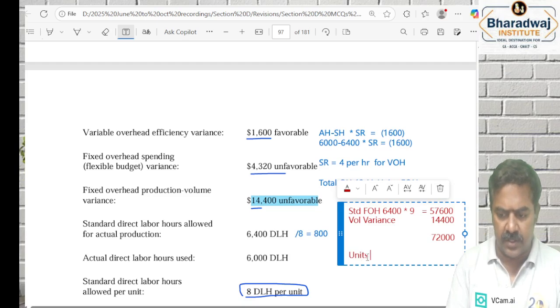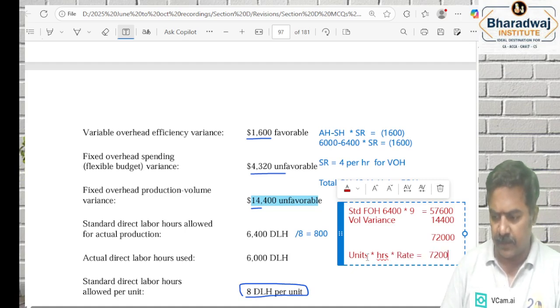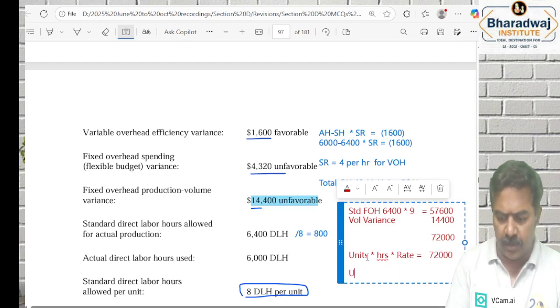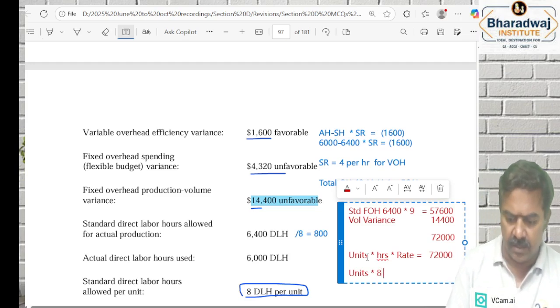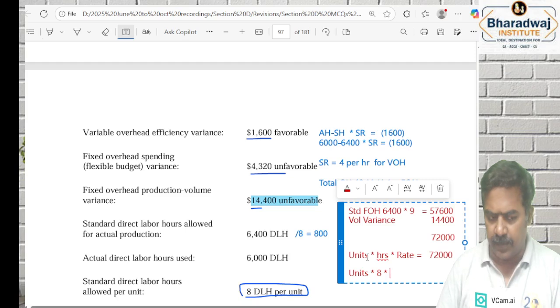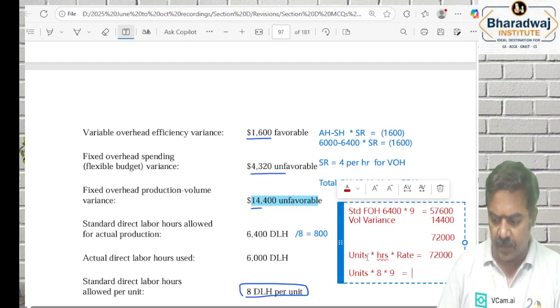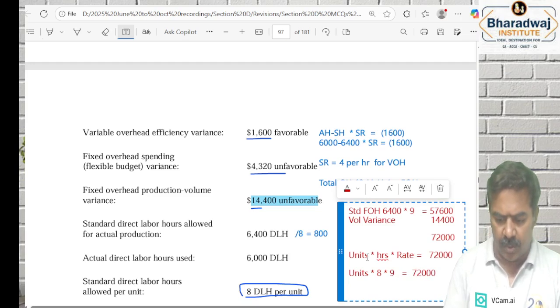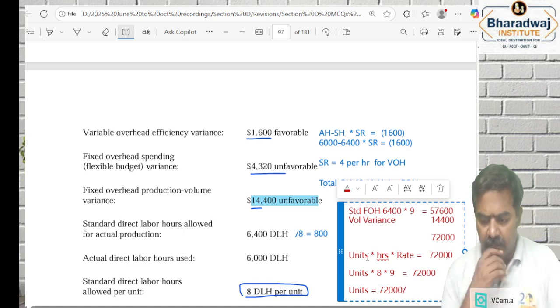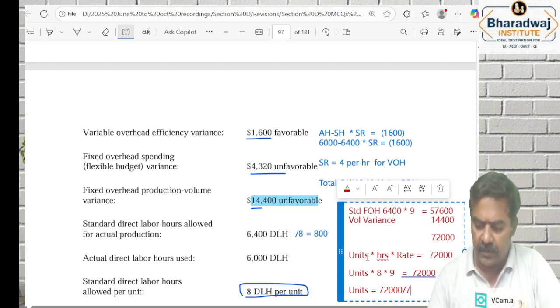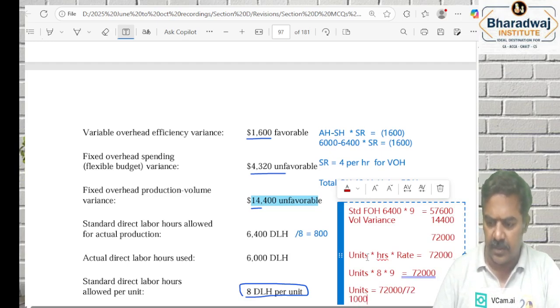It's like units into hours into rate. We get this 72,000. We know hours. What is hours? 8 hours per unit, into what is the rate per hour? 9. This is equal to 72,000. So how many units? 72,000 divided by 72 will be 1,000 units.